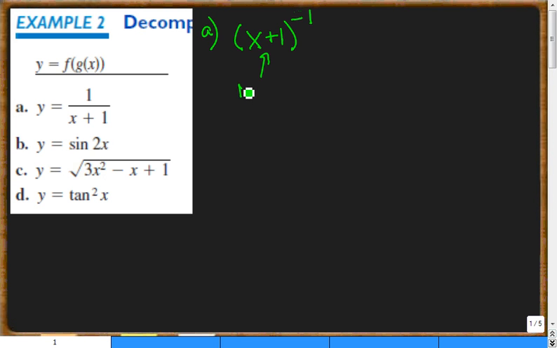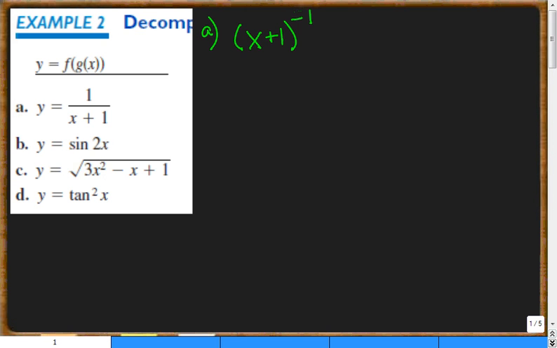So this is inner, and this is outer. Think of it as the order that you do it. Outer is the thing you do last. Inner is the thing that you do first. You know, if you were to plug in a number to x, the first thing you would do is add to it. And then you would take it to the negative 1. That'll tell you the inner and outer functions.